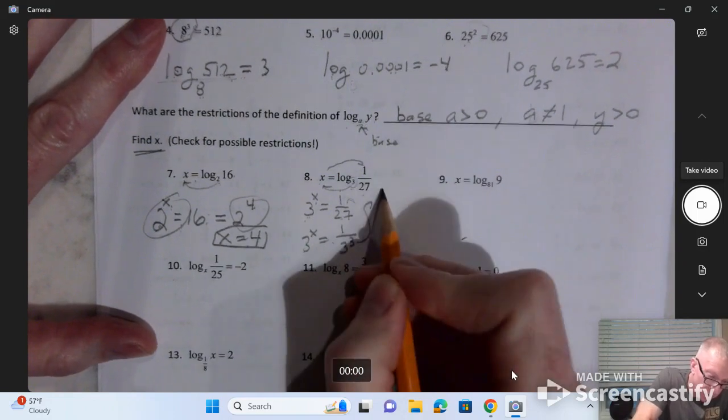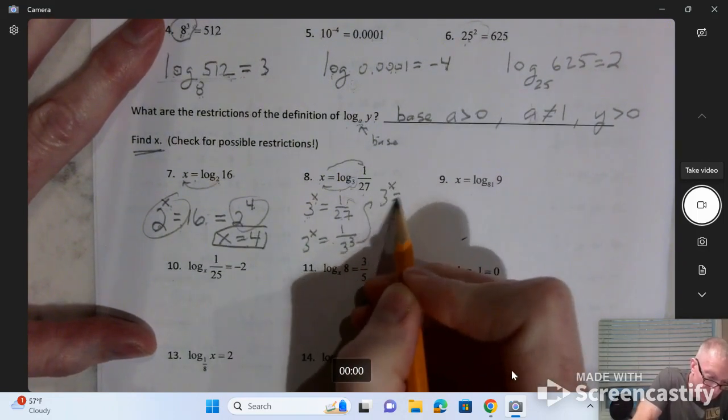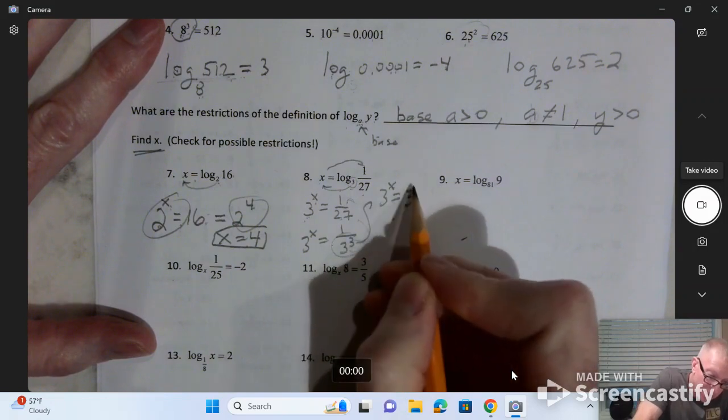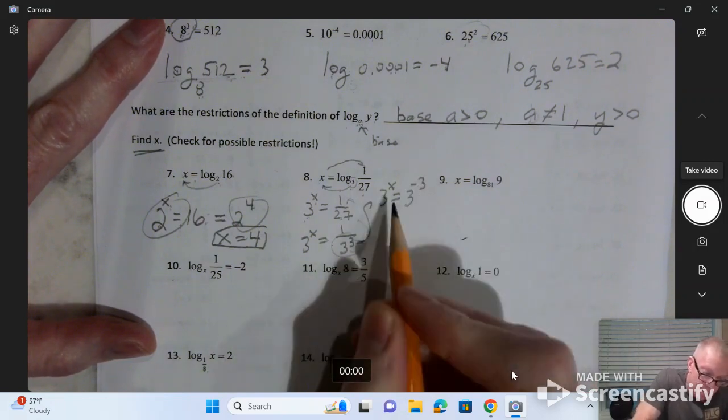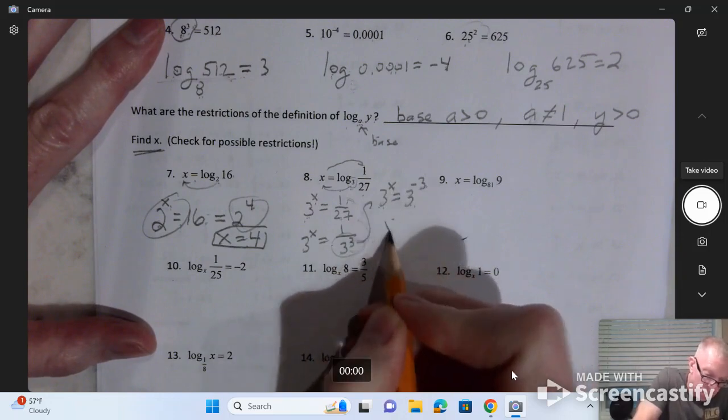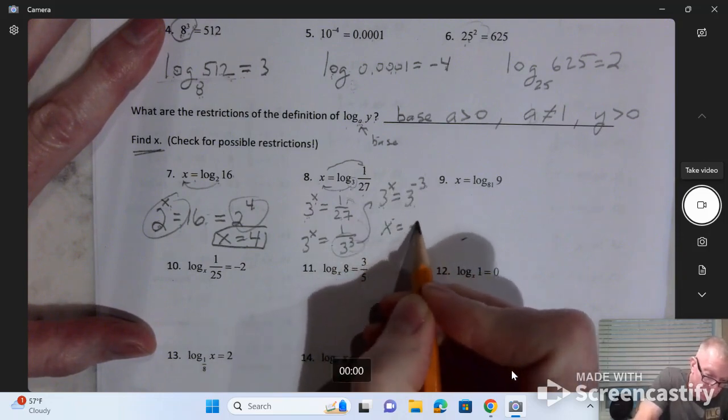Okay, I'm going to come over here. So 3 to the x is equal to, if I want to bring this power to the top, that becomes 3 to the -3. Now I have two powers with the same base, so their exponents must be equal. So x has to equal -3.